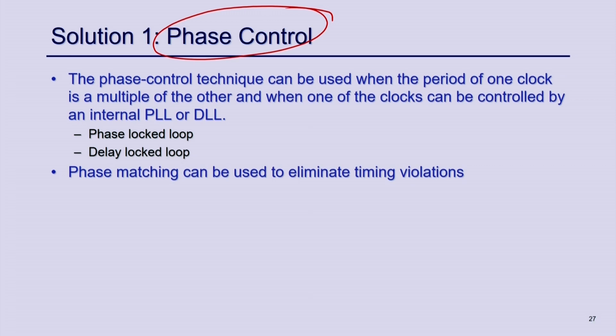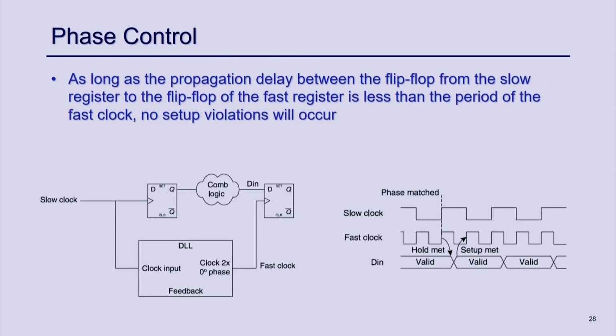Then what we can do is use a PLL or DLL, that is phase locked loop or delay locked loop, specifically for FPGA, just to generate the other clock. So, here is a slower clock. This is 50 megahertz, and what I am doing here is using a DLL to generate the 100 megahertz clock, right.